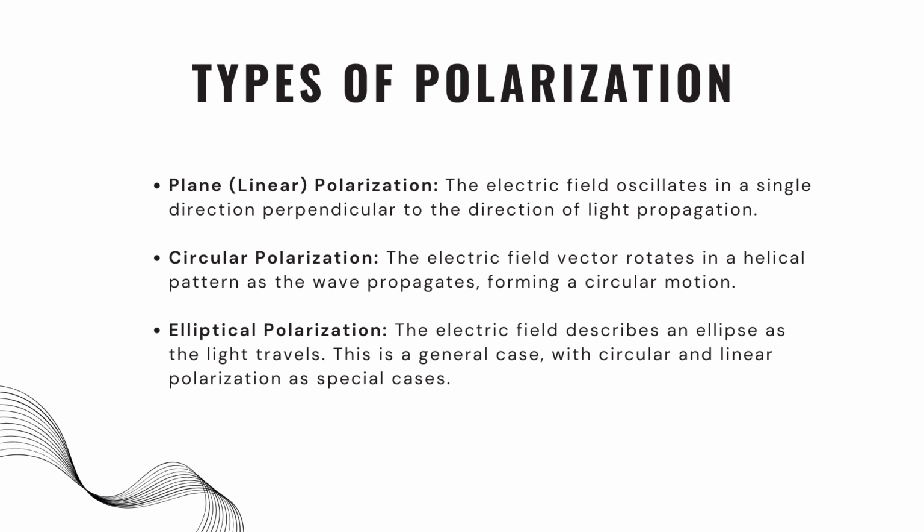Types of polarization. There are 3 types of polarization: plane linear polarization, circular polarization, and elliptical polarization. You can read about them in this slide. Polarization plays a crucial role in optics and is used in various applications such as reducing glare, in sunglasses, in photography, LCD displays, and in optical instruments like microscopes and polarimeters.